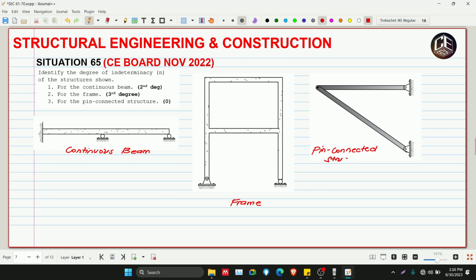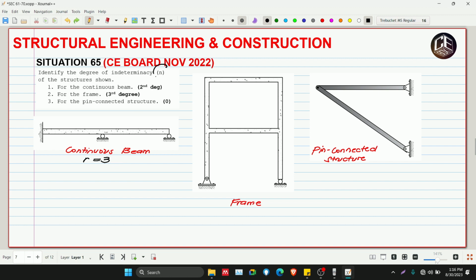Bakit natin kailangang magtukoy ng classification ng structure? Para alam natin kung ano yung equation na gagamitin natin para ma-determine yung determinacy and yung stability ng ating structure. So, for number one, for the continuous beam, since beam siya, ang equation para dito is small r equivalent to 3n, na kung saan ang ating n is number of members.